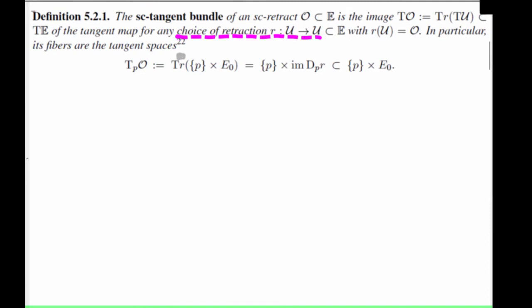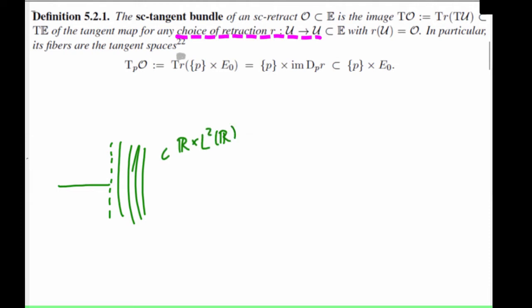How does the O look like usually? How does the O look like in U or in E? Well, one example that we're going to see very soon is a finite dimensional example. So one example is half space with a line attached. But this is going to lie in R times L2 functions. So this is E, and this is O.